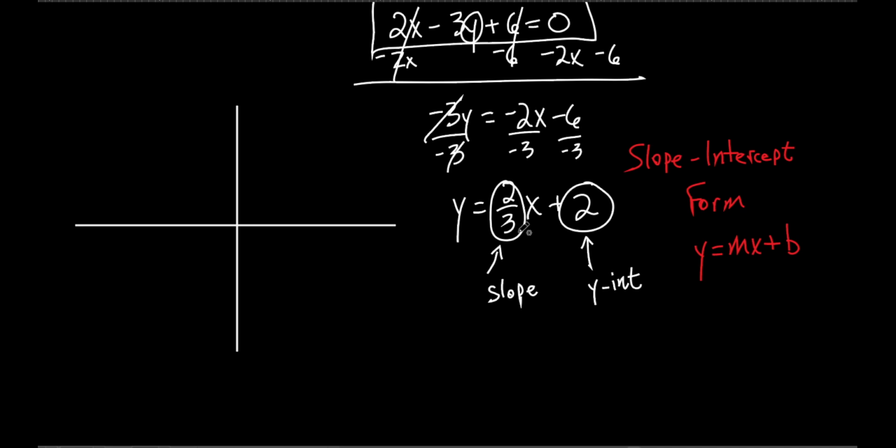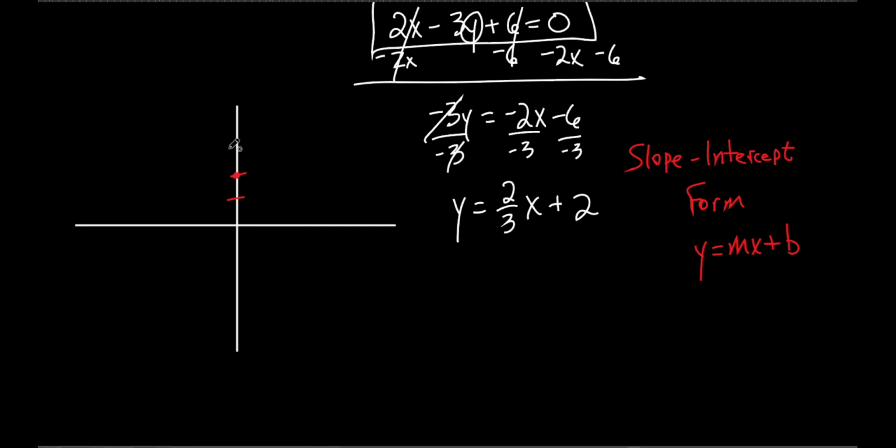What if I just gave you this equation? What if I just gave you this right there, and I asked you to graph it? What would you do? Go ahead. Yep, go to the y-intercept first. So you go up 2, put a point.